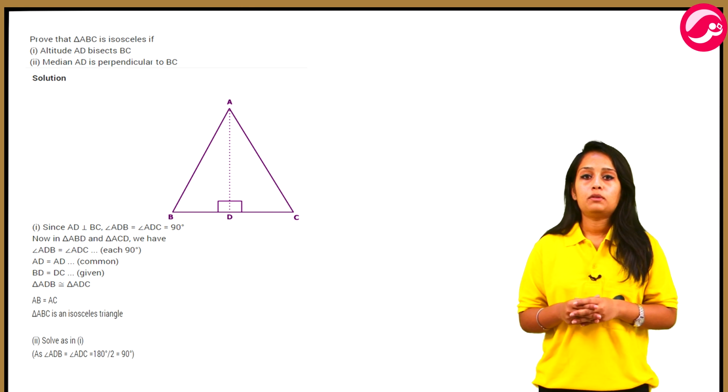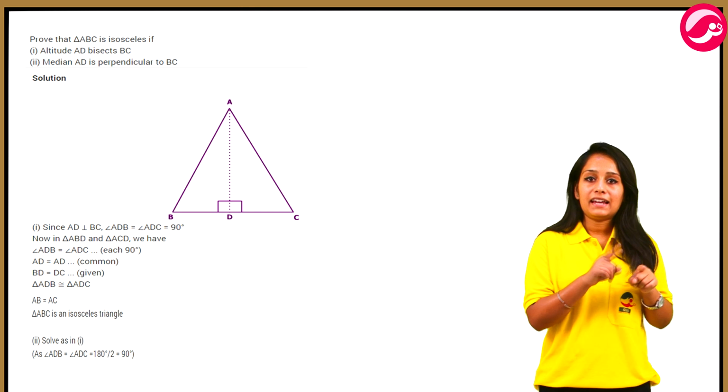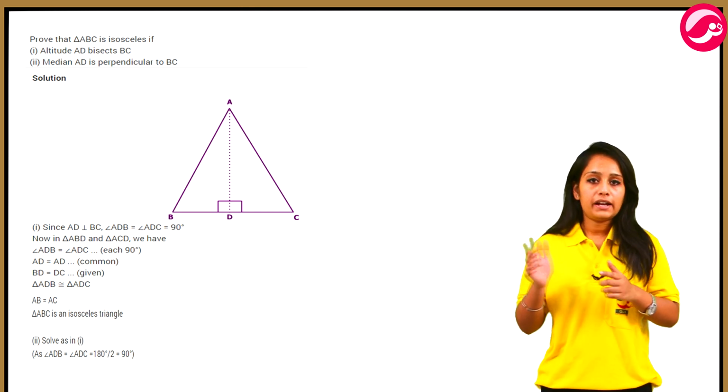Now the second part of the problem is to be solved same as the first part. And as angle ADB is equal to angle ADC is equal to 180 degree by 2 equal to 90 degree.